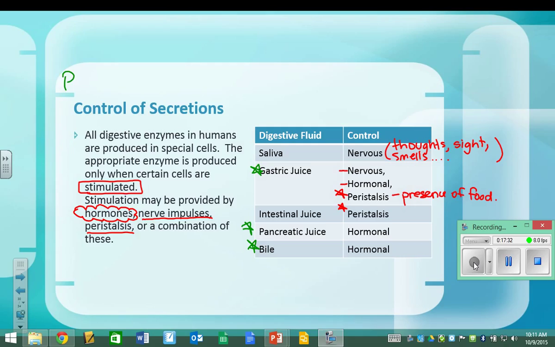Now, in your project, the story of the meal, one of the things at the end is the ways in which your meal stimulates your digestive system. This is what I'm asking about. So if you picked a cheeseburger, one of the things you could say would be the sight of the beautiful melted cheese signals to my brain and my mouth that saliva should start being made. That would be an example.